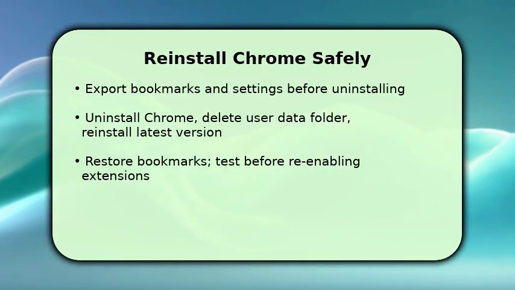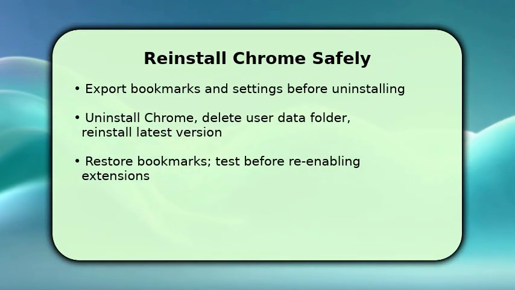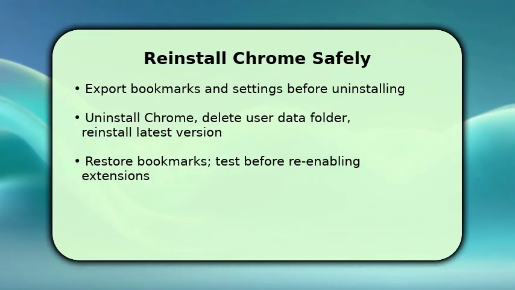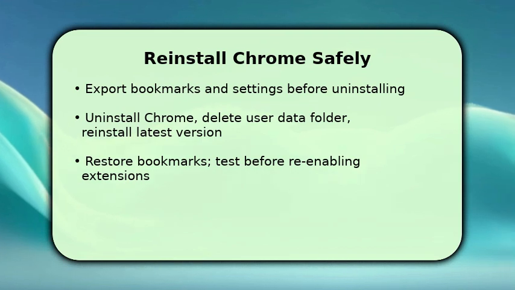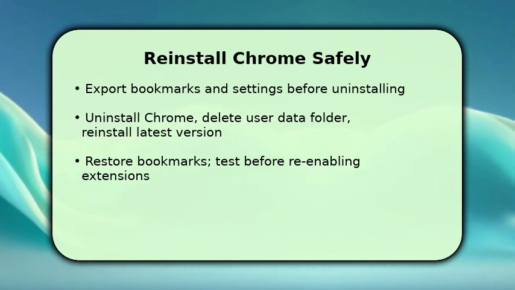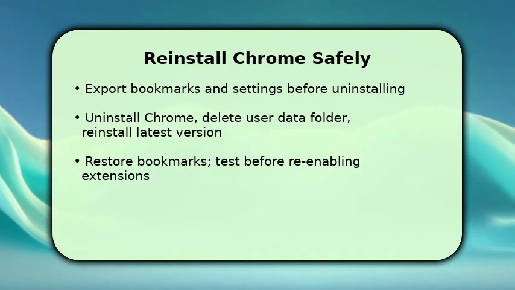On Windows, clear %localappdata%\Google\Chrome\User Data. Reinstall the latest Chrome build and sign back in. Restore bookmarks first and test the address/search bar before re-enabling extensions. If the bar still fails to appear, try a different browser to confirm system level.